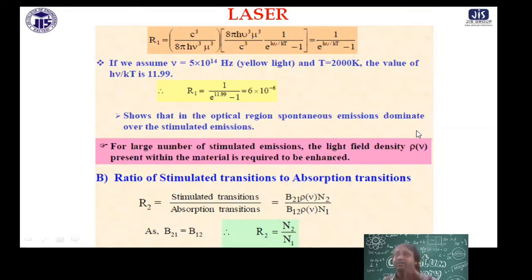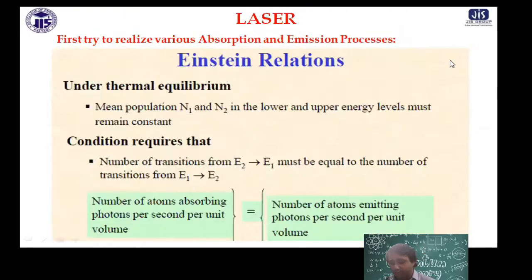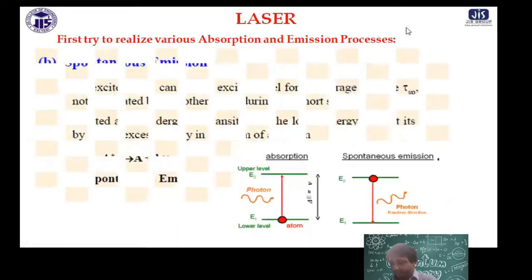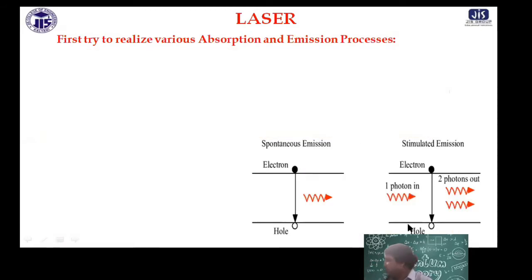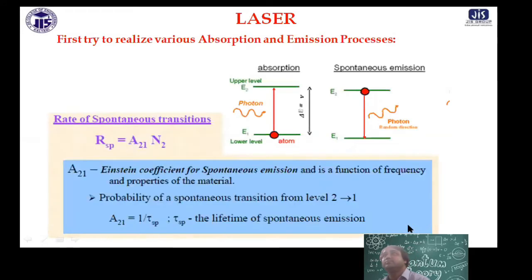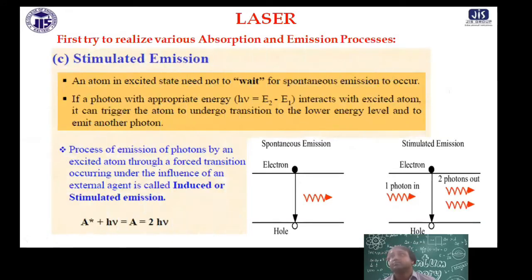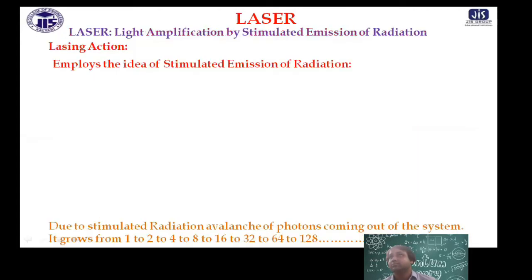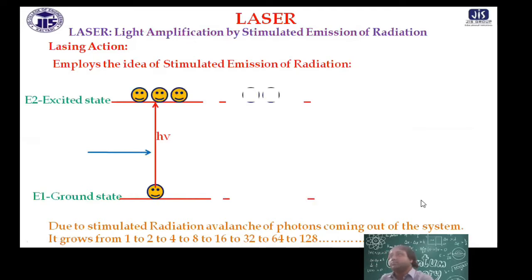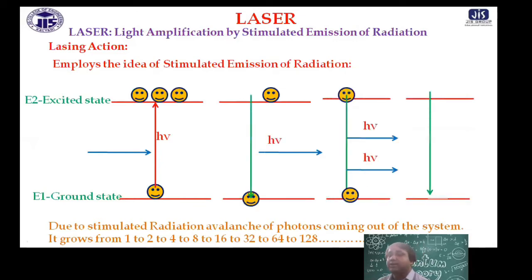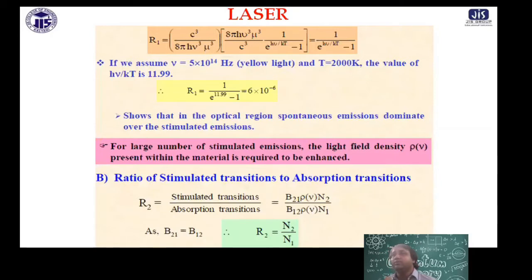So we need some other energy state where the lifetime may be more, where the lifetime of the electron may be more. So that is what we have to do. How do I do it? That is the question. As I can show you, N2 should be larger than N1. So the normal excited state is not the answer. You need to do something, but it is a high energy state compared to the ground state.